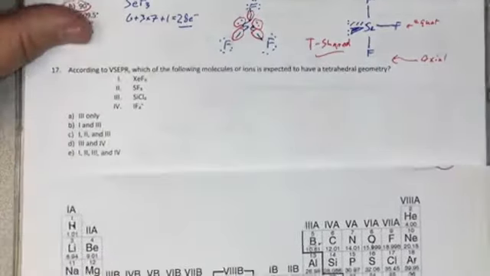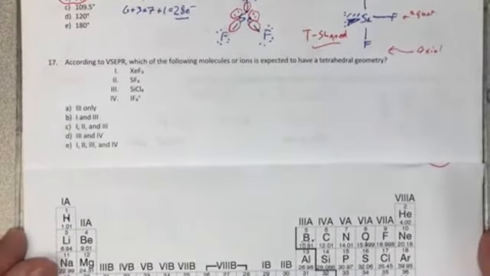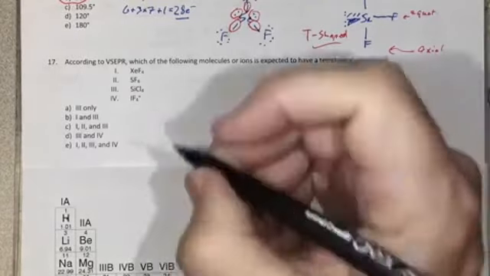Okay. Question number 17. According to VSEPR, which of the following molecules or ions is expected to have a tetrahedral geometry? So what we have to do is draw the Lewis structure for each of these and determine which will be tetrahedral. Okay, so we start with Roman numeral 1, xenon tetrafluoride.